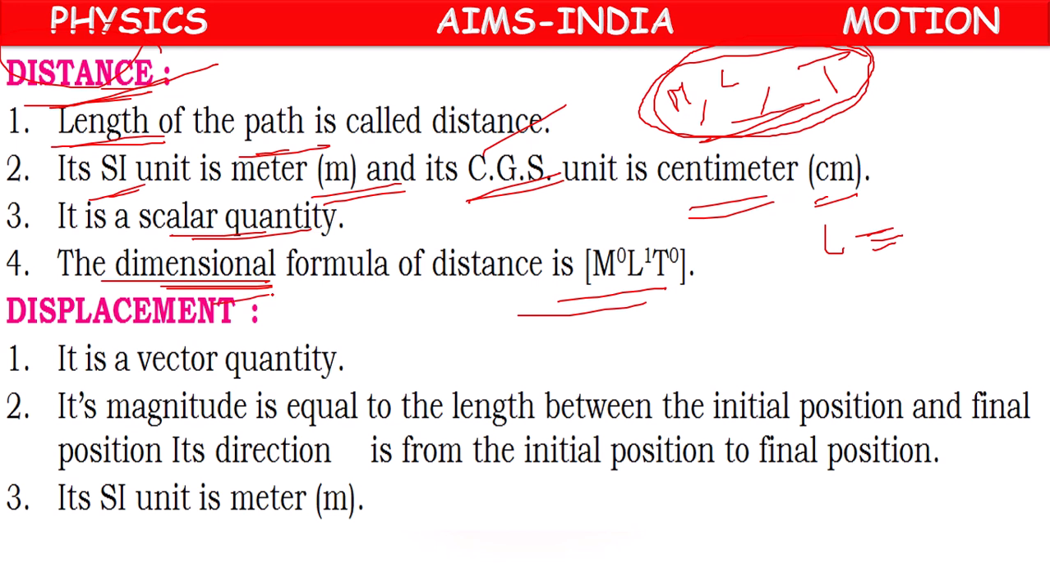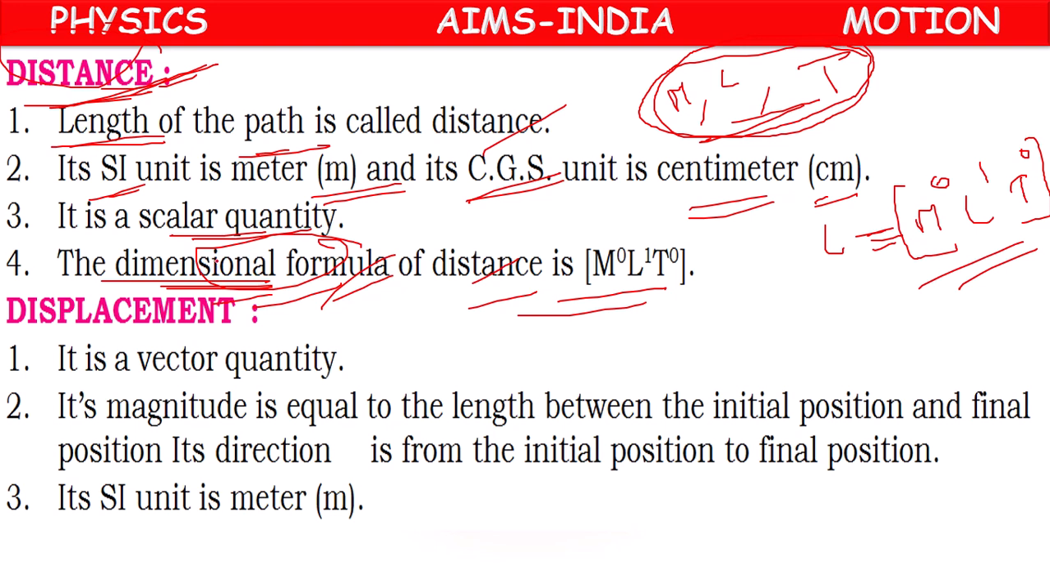So dimensional formula means, in distance, how many quantities of mass do we have? In length there is no mass, 0. Length, how many? Only 1. Time, how many? 0. So M0, L1, T0 is the dimensional formula of distance. So we have to represent how many times mass, length, time are present in the quantity. That is called dimensional formula.